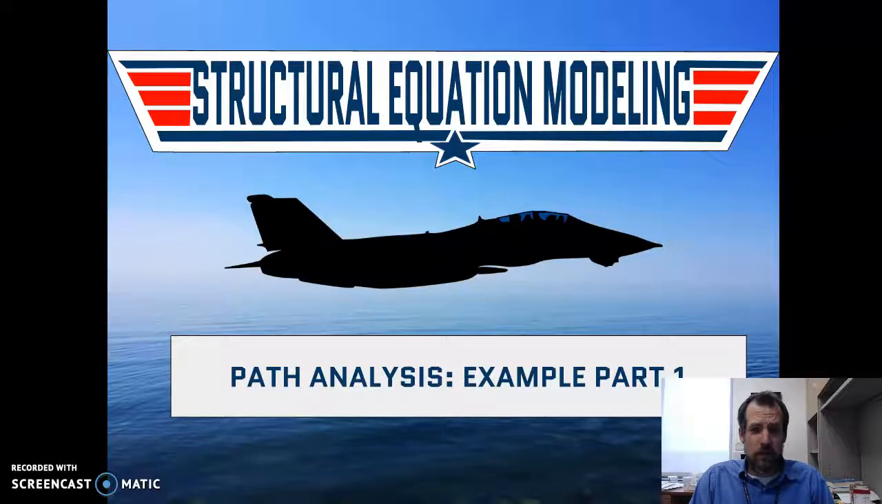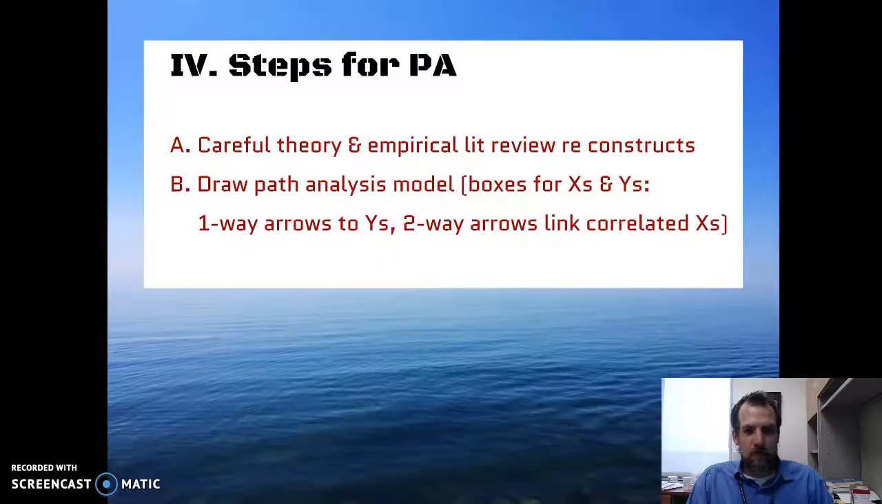So now we're going to start looking at some numbers and creating a path analysis example using our situation with Maverick and Charlie, and they're trying to find out what predicts a good dogfighter. Well, first, like we talked about earlier, we have to have a very careful theory and empirical literature review. We don't necessarily have that here, but you would definitely want to do it. And then you're going to draw the model.